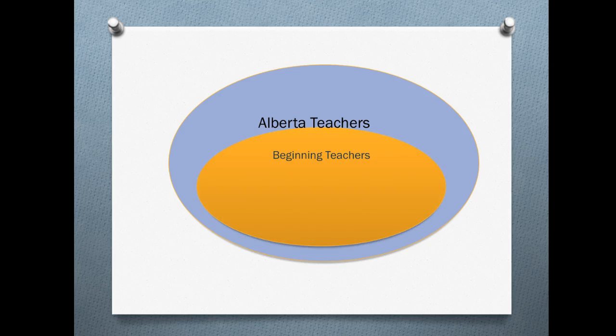My sample were beginning teachers, and I chose that sample because from my perspective, they had made the decision to become teachers relative to the larger population. They had made that decision not that long ago, obviously, because they were just beginning. And so they were more aware than perhaps some of the teachers who had been teaching for some time would have been. So that was one of the reasons.